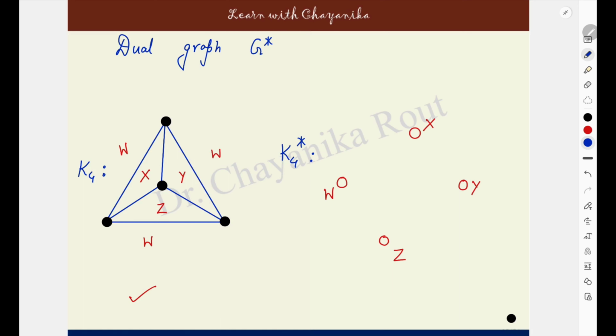Next, what about the edges? Remember, for every edge in the original graph, there will be an edge in the dual graph. That means as many edges are there in the graph K4, those many edges will be there in K4 dual also. So for each individual edge, we will draw corresponding edge in the dual, and that's how we will draw all the edges. So let's start with this edge, for example. So for this edge in K4, there will be a corresponding edge in K4 star also. Now where will it be?